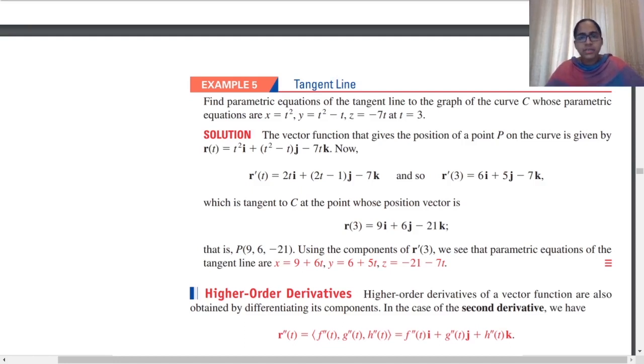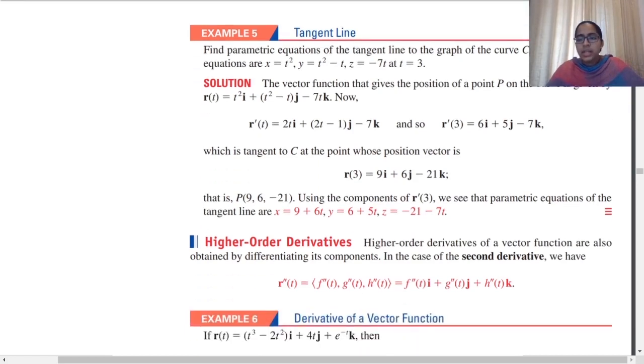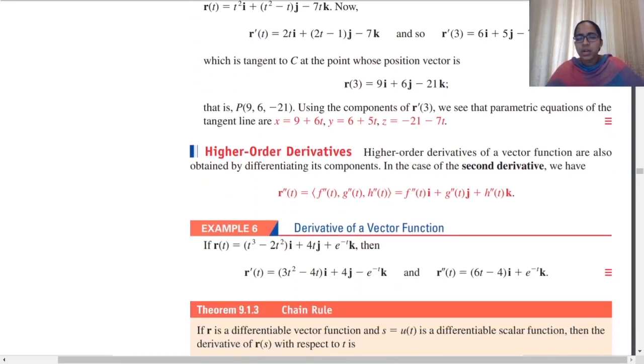We will be given a vector function. First we will find the derivative of that vector function, and we will find it at the particular point which is given to us. Now next is the definition of higher order derivative.